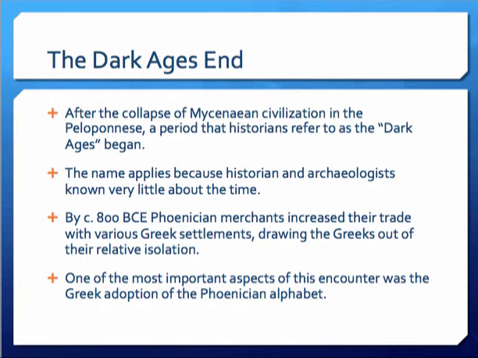So that in places like the island of Sicily, there will be both Greek and Phoenician settlements. In North Africa, there will be Greek and Phoenician settlements. In southern France and in Spain, there will be Greek and Phoenician settlements.